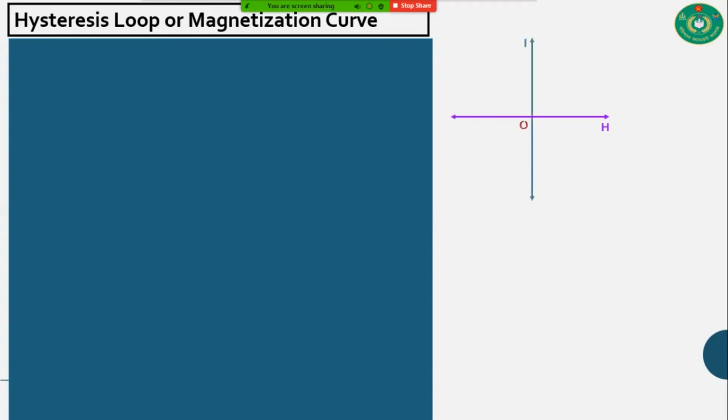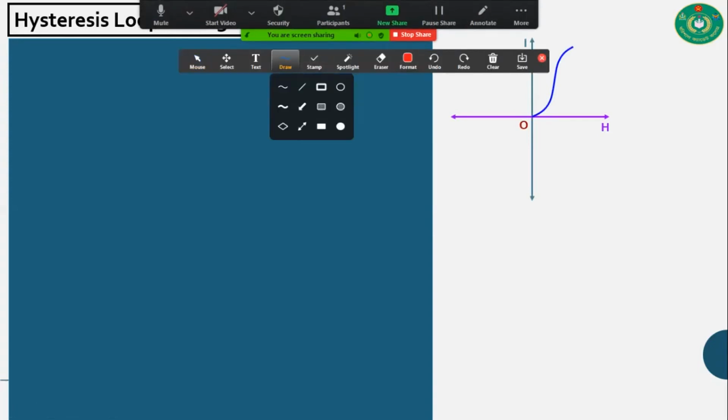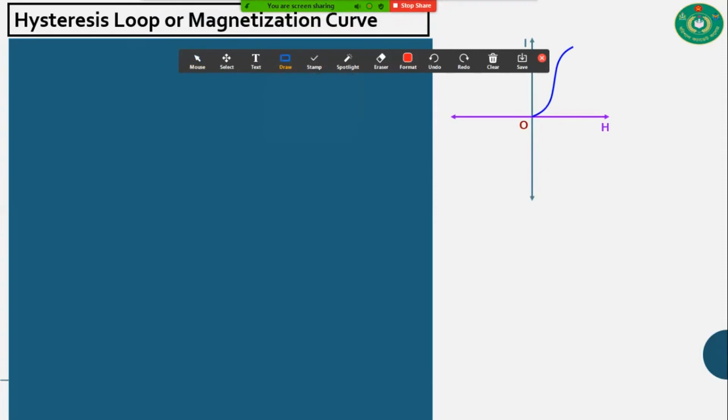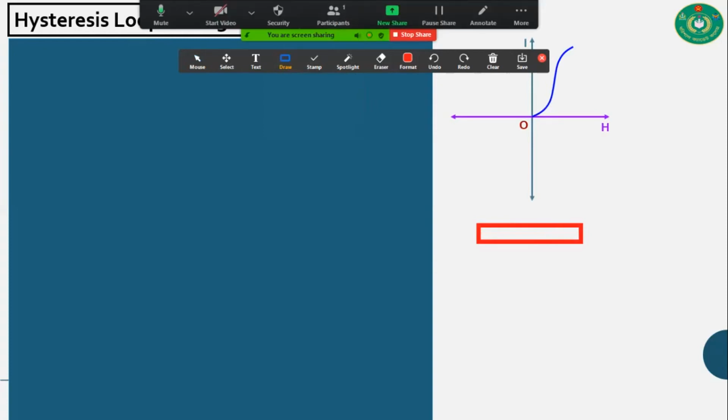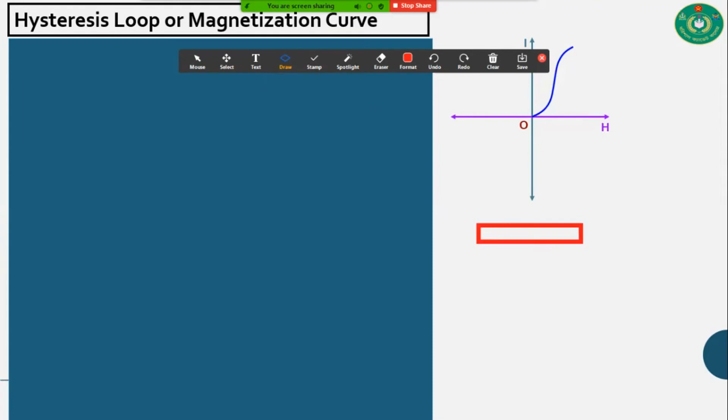Let's see. Look at this, my drawing. Let us suppose it is an iron bar, and this iron bar is placed inside the magnetic field, that is, an external magnetic field. Suppose this is our external magnetic field. Due to the application of the external magnetic field, this iron bar will get magnetized.